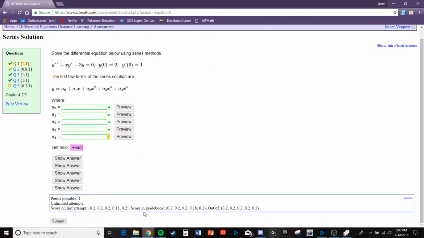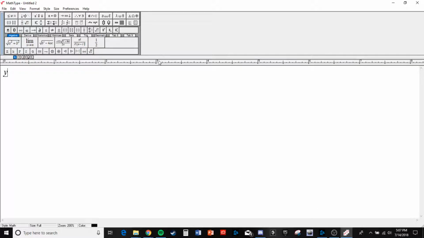Alright, so we're given this differential equation right here, and we're told to solve for it using series methods. Now, we know that our final answer is going to have this form. So what that means is y is going to be equal to the sum of a sub n times x to the power of n, going all the way from 0 to infinity.